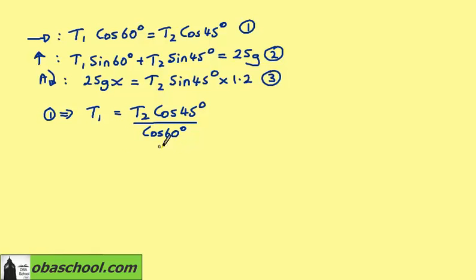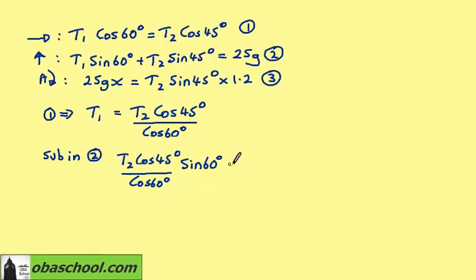We could substitute this into number 2. So replace this T1 with the expression involving T2. T2 cos 45 divided by cos 60 instead of the T1, multiplied by sin 60, added to T2 sin 45, will be equal to 25g.